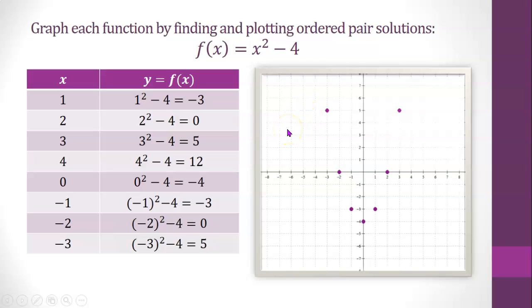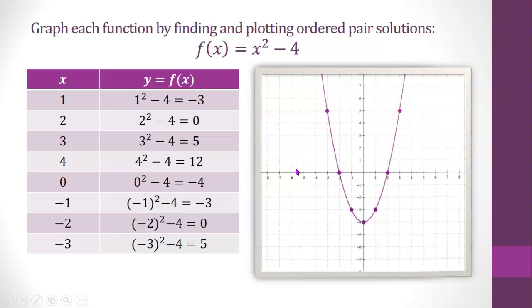So once you've plotted enough points that you can see the pattern, the next thing to do is to draw a path, a curve that passes through all of those points. So if I do that, I draw something that goes through all of these points, like connect the dots. That's what it looks like. So that would be the graph of that function. That's the graph of the function f of x equals x squared minus 4.